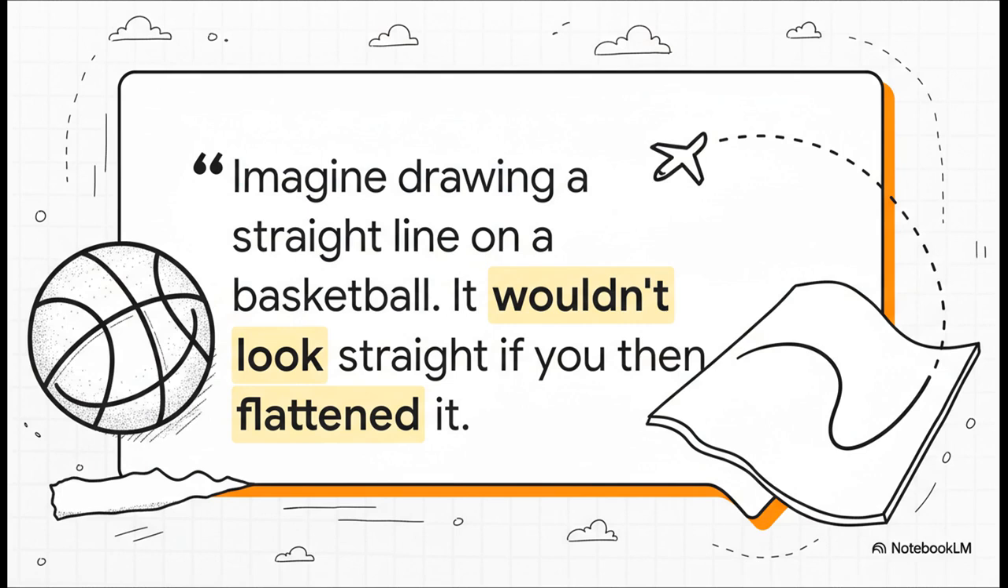And here's a brilliant way to think about it. Imagine you take a marker and draw the shortest, most direct line you can between 2 points on a basketball. It's going to follow the curve of the ball, right? Now, if you could magically peel that basketball surface off and lay it out flat, your straight line would suddenly look all bent and curved. That is exactly what's happening with flight paths on our maps.